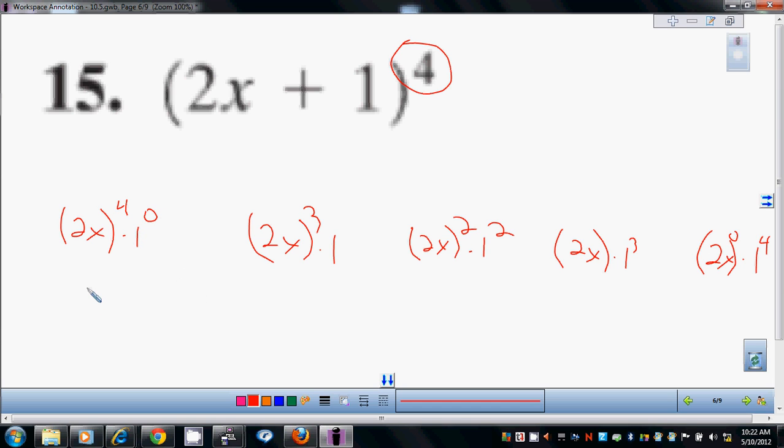I just started at the left-hand side and took the first term and counted down by exponent. And then I started at the right-hand side, took the right term, and counted down by exponent. But we're not quite there yet.